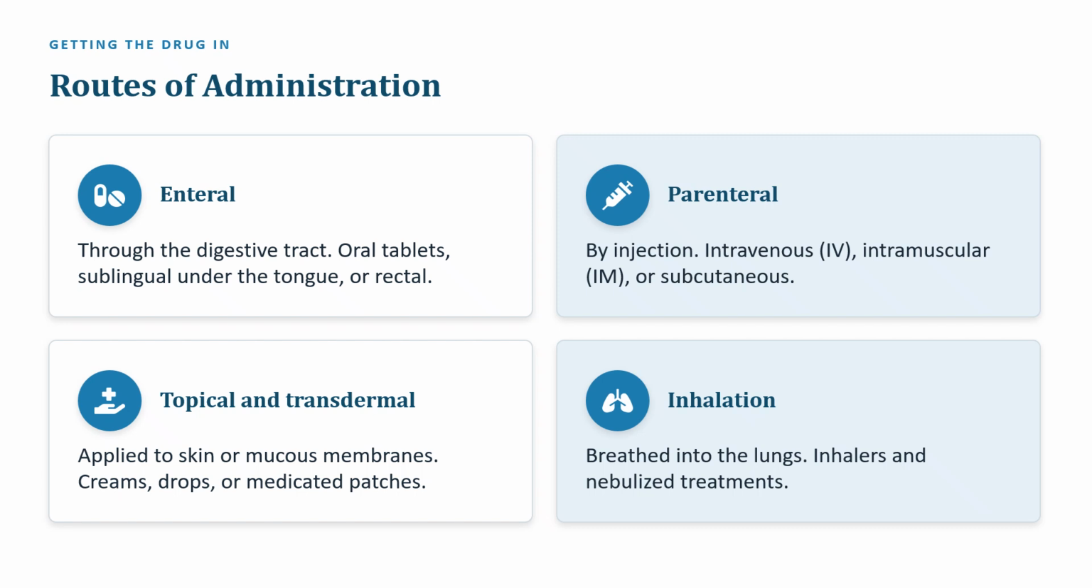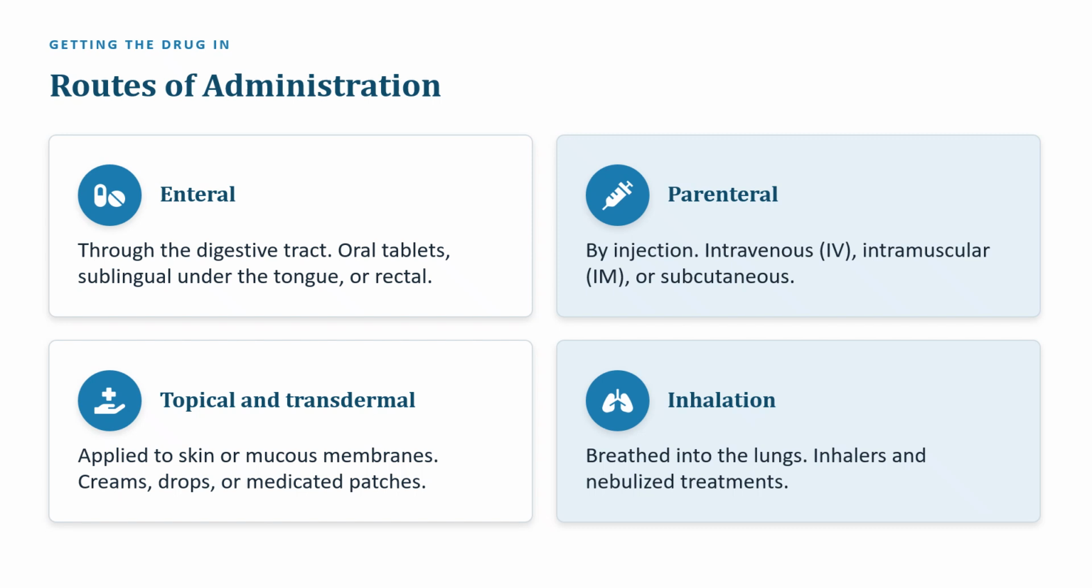Before a drug can begin its ADME journey, it has to get into the body, and there are several routes it can take. We group them into four main categories. The first is enteral, which means through the digestive tract. The most common example is oral, a tablet or liquid swallowed and absorbed in the stomach and intestines. Also considered enteral are sublingual, placed under the tongue to dissolve, and rectal.